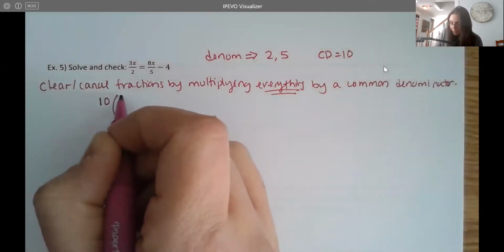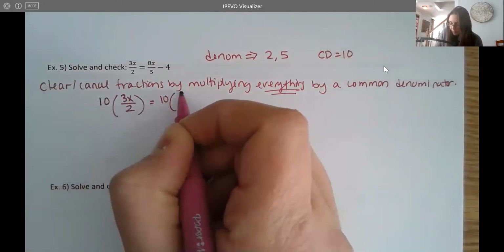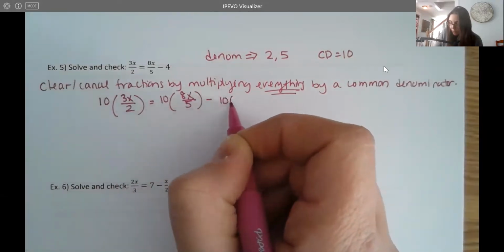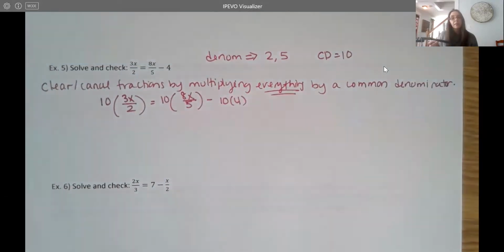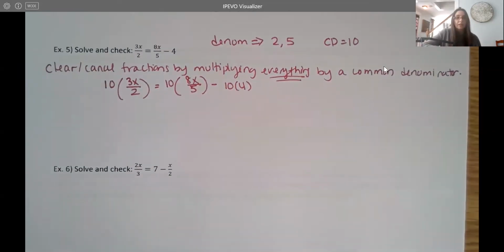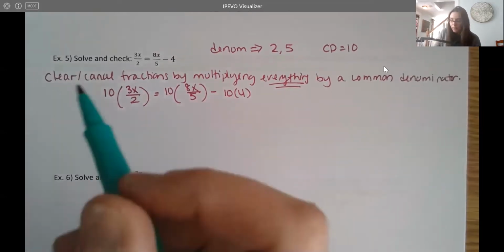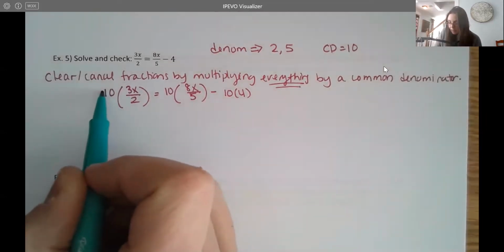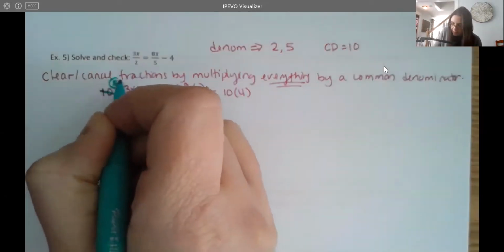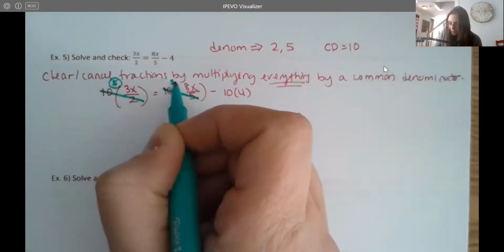So what you're going to end up doing is this. Again, I'm just going to multiply each part by 10. Now I know the 4 does not have a fraction, but it still has to get multiplied to keep everything balanced. And then I'm going to go ahead and start simplifying. Now, if I've done this correctly, my fractions should cancel. So here, 10 divided by 2 is 5. And 10 divided by 5 is 2.